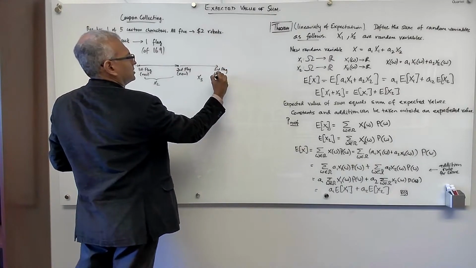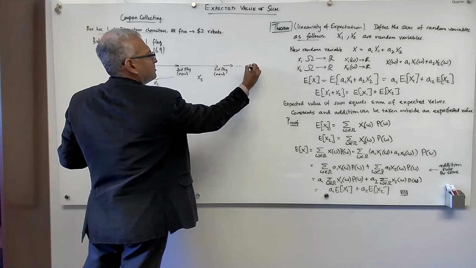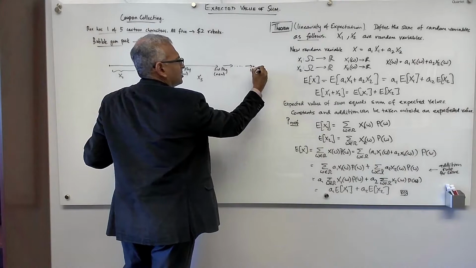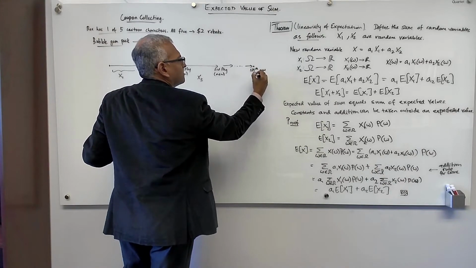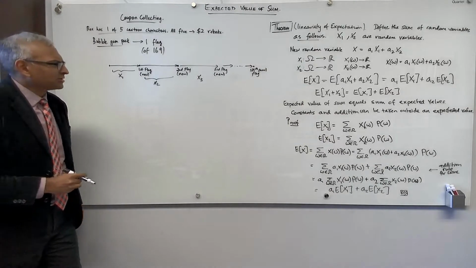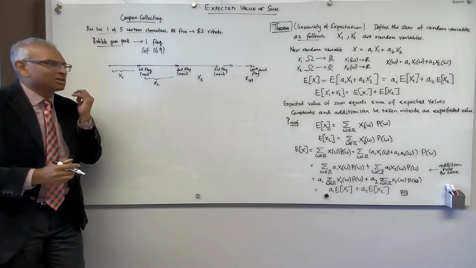Okay, so that's again a new flag. When I say third flag, I mean third new flag. And I keep doing this until I get my last new flag, the 169th new flag. And the question is, let's say that I wait x169. So the question is, what's the total time I wait?